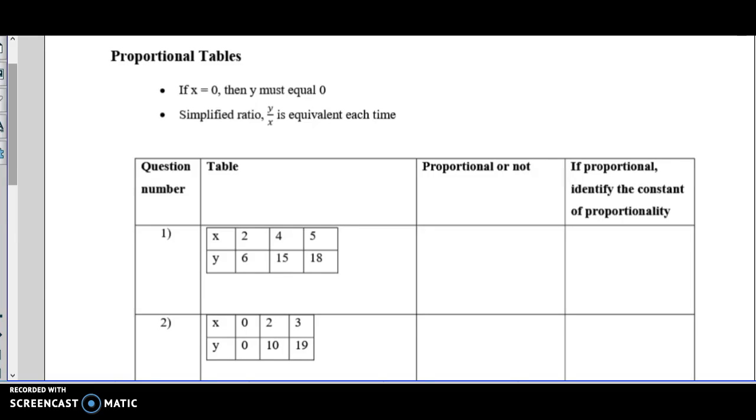Let's take a look at tables. In order for tables to be proportional, if on my table I have an X value of 0, then the matching value must also be 0 for Y. And then when I simplify my ratios by doing Y over X, it has to be equivalent every time. I have to have a constant of proportionality, the same unit rate. If my table does not meet those two requirements, then it is not proportional.